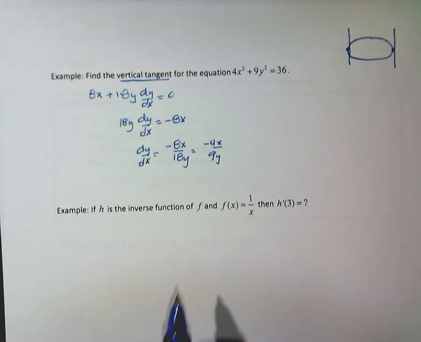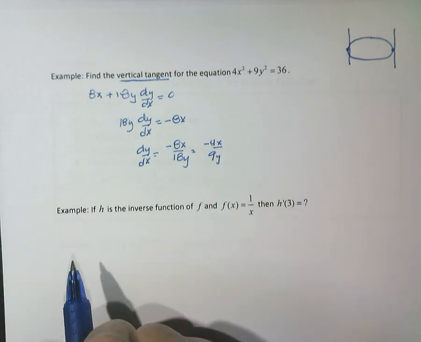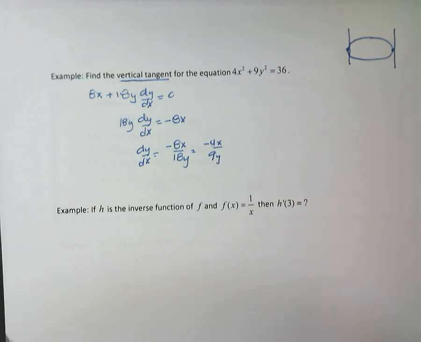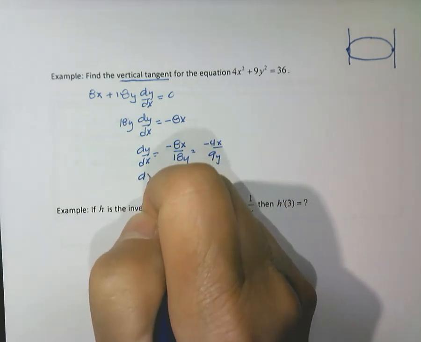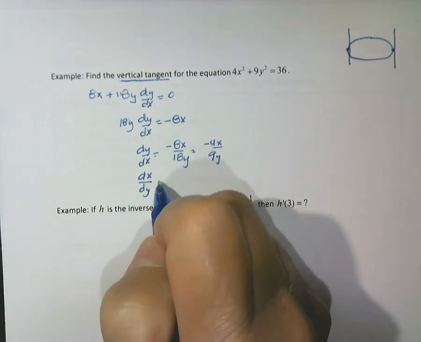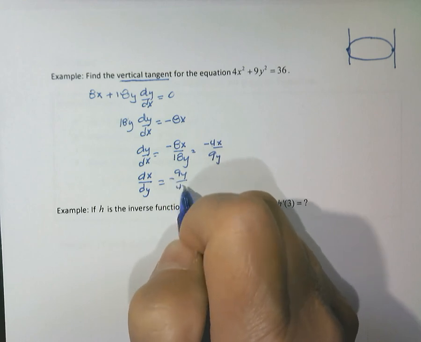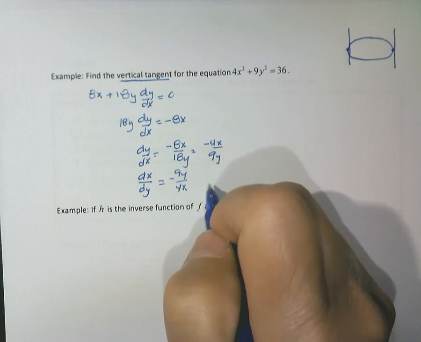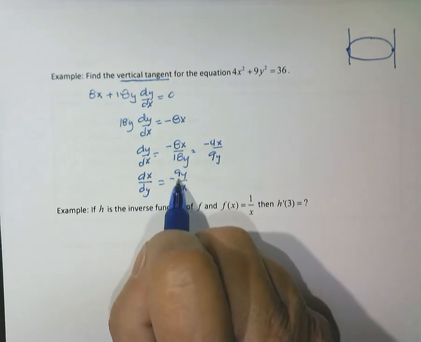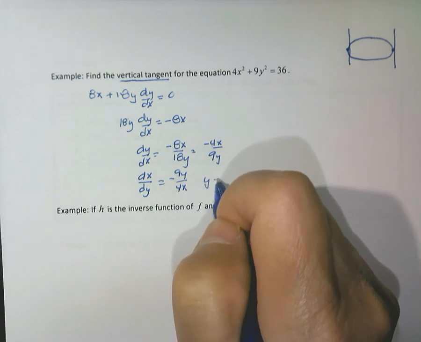So what happens, the vertical tangent line occurs when the denominator is equal to 0. So I would usually just set the denominator equal to 0. I've also seen it done where, well, let's flip to dx/dy. And I've got negative 9y over 4x. So it's the same thing. So this has got to equal 0. dx/dy has got to equal 0 when y equals 0.